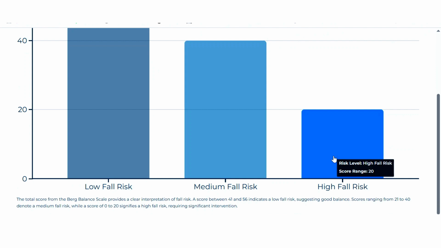It ranges from 0 to 20 on a complete scoring board. It is not considered from any simple 0 to 4 or 0 to 10. So basically, these are the ranges. Low fall risk ranges from 41 to 56. Medium fall risk is basically 21 to 40, and 0 to 20 shows the high fall risk, which requires very significant interventions.